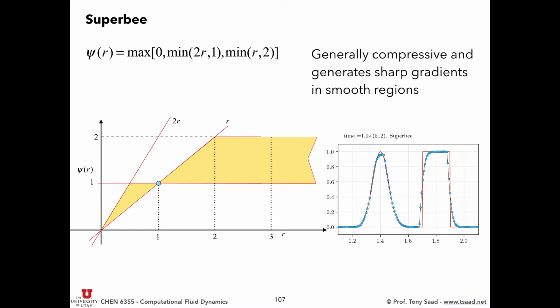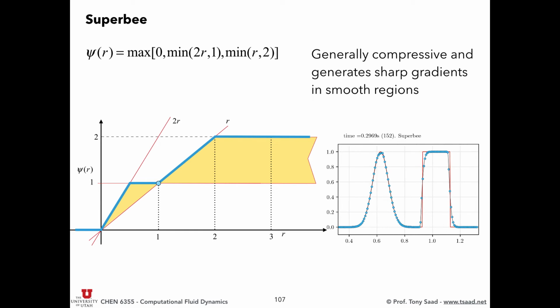Anyway, Super B is given by this max of 0, min, min. What it looks like on this diagram is this line. It takes the upper boundary. So min mod takes the lower boundary, Super B takes the upper boundary. So Super B is going to be quite downwinded in regions of high gradients, okay? So it's going to skew things quite a bit, all right?